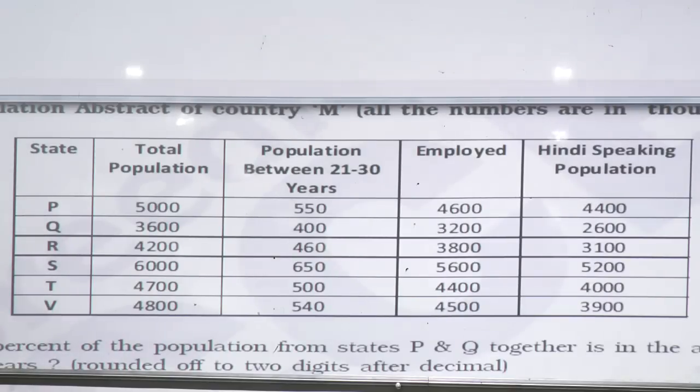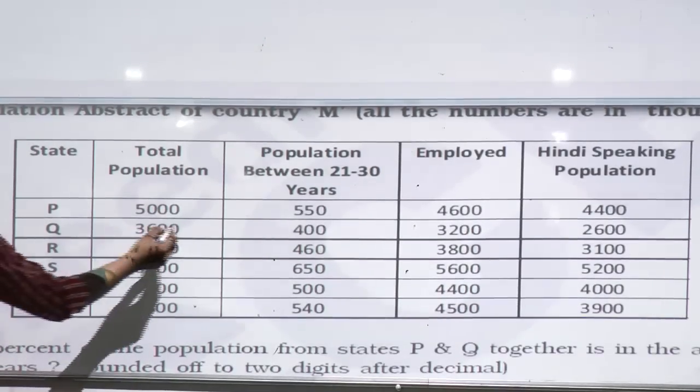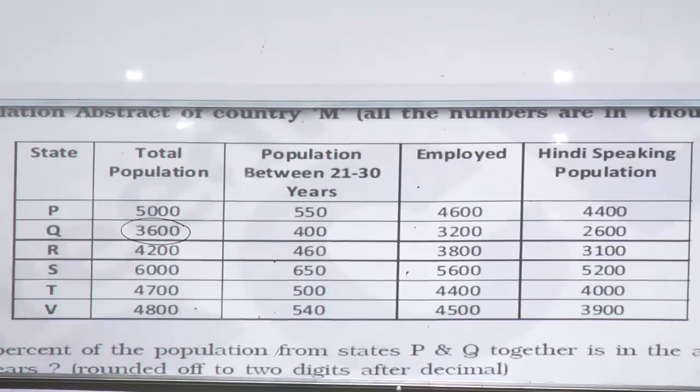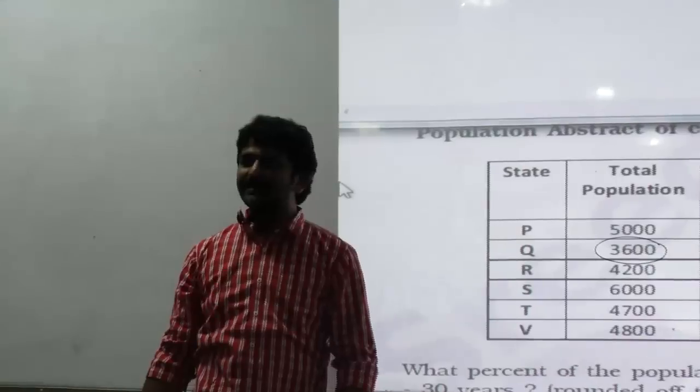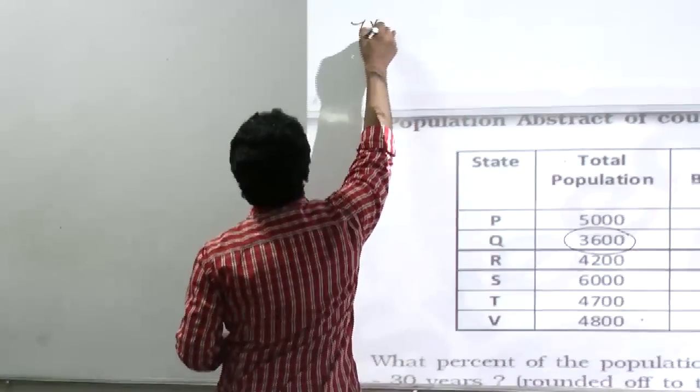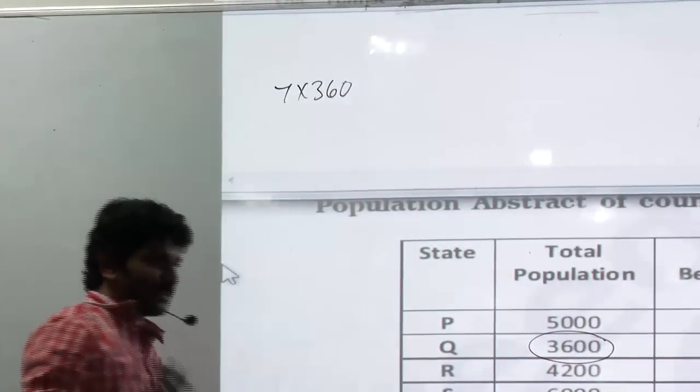For state Q, what is the ratio given? 3:7. Total how many parts? 10 parts. So this is equal to 10 parts. What is one part? 360. How many rural population people are there? 7 parts. So that is 7 into 360. Don't do it. Let's write the number itself.